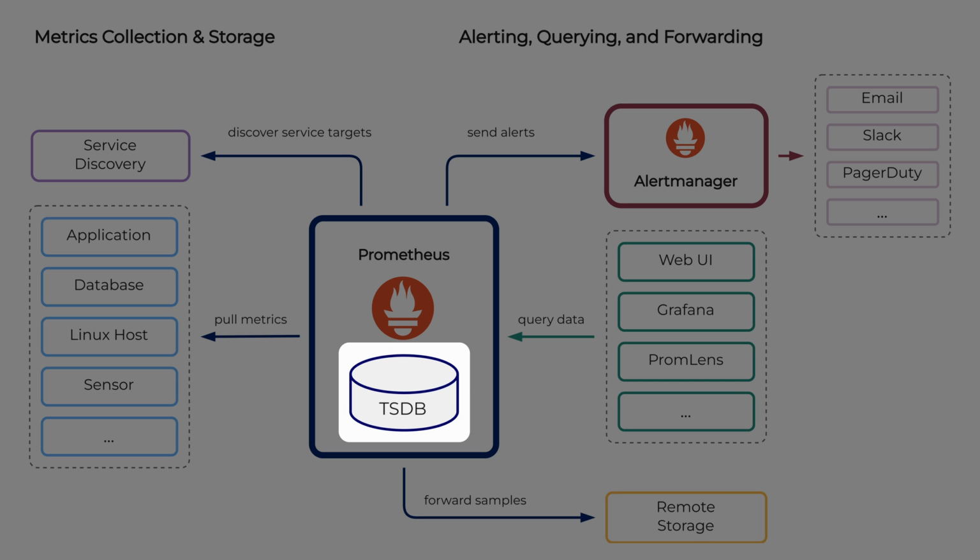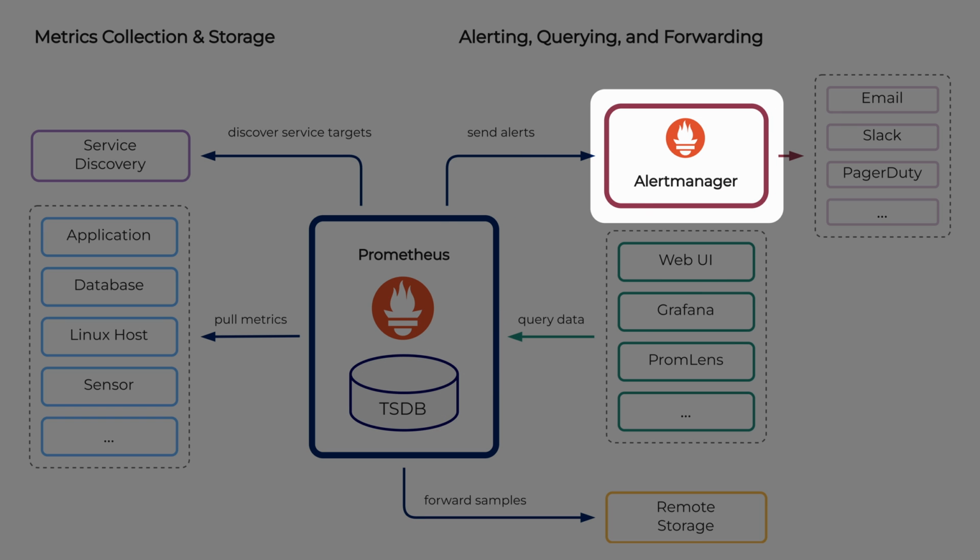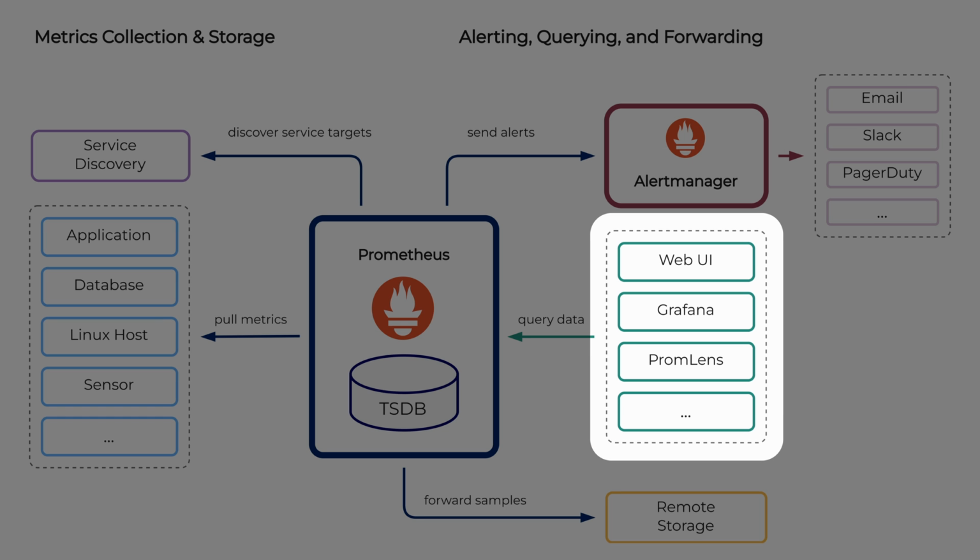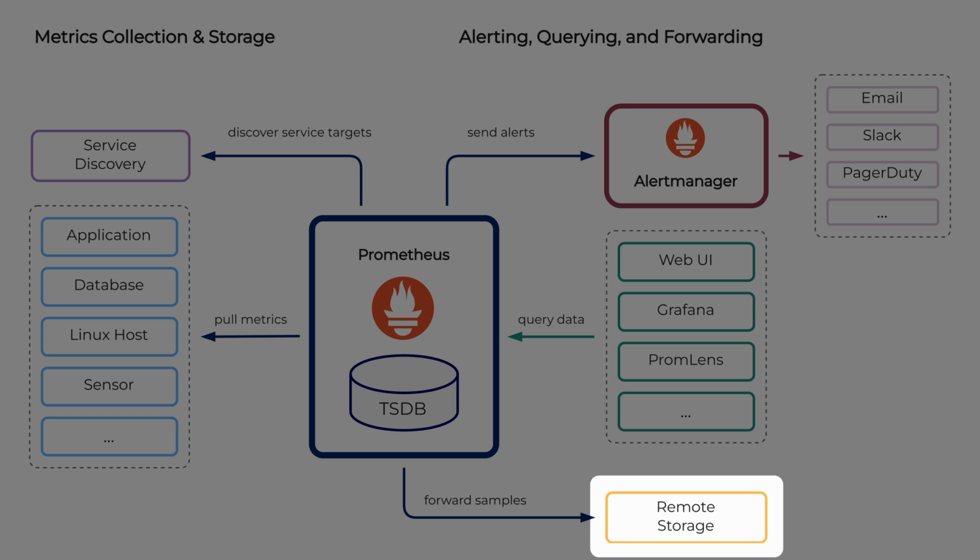You can then use that collected metrics data either to generate alerts, which are routed, aggregated, and dispatched through a separate component called the Alert Manager, or you can query the data externally, either through Prometheus' own web UI, a dashboarding tool like Grafana, a query builder like PromLabs, or any other tool. You can also optionally configure Prometheus to forward the samples that it collects to a remote storage system or processing endpoint that might have totally different trade-offs and characteristics than Prometheus' own local storage implementation.